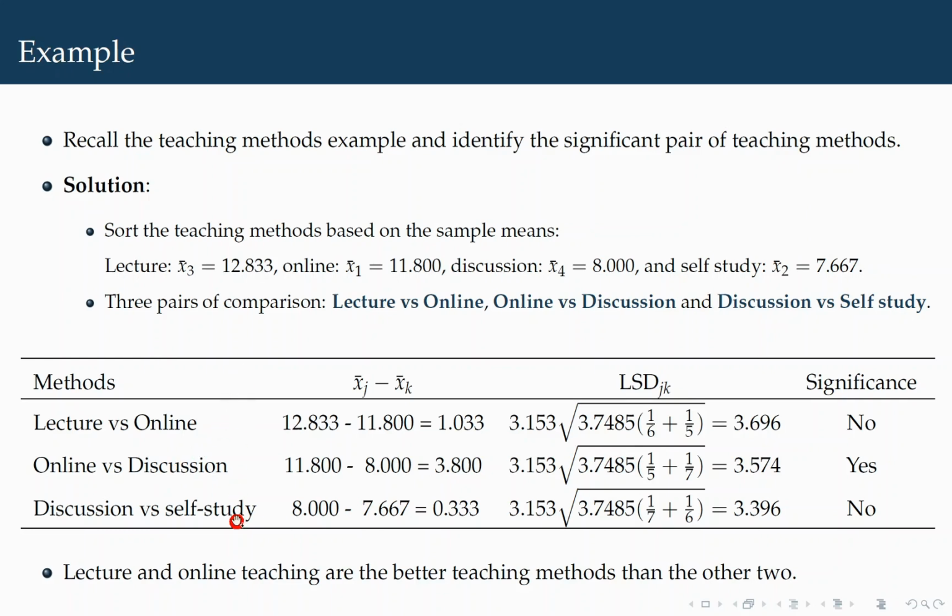So of these four teaching methods in general, the ones having significantly larger means are lecture and online, which are not significantly different from each other, but these two teaching methods are better compared to the other two, discussion and self-study. So we can conduct mean separation methods using the least significant difference method in this way. So this is all about today's video.